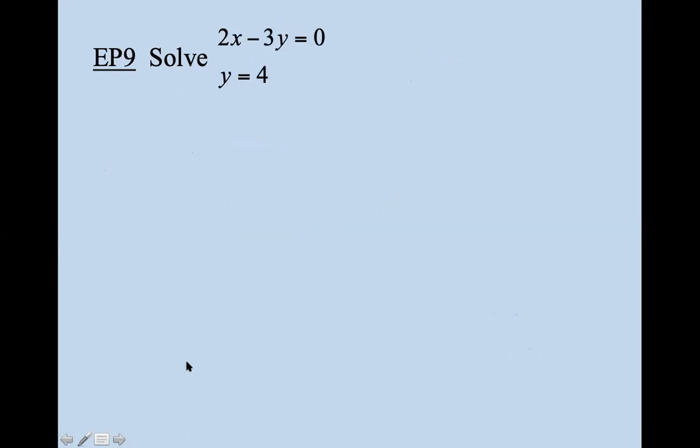All right, extra practice number 9. Again, look for a variable that's isolated. In this case, I see that y is equal to 4. So this one's nice. I actually can go down to my solution because this tells me my y is the number 4. So I'm just going to put it in here. My y is equal to 4.